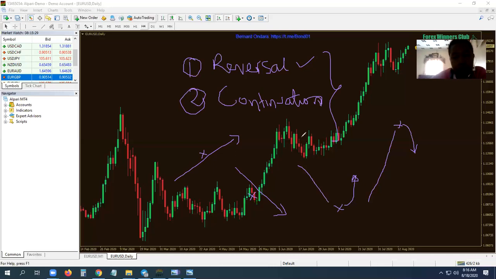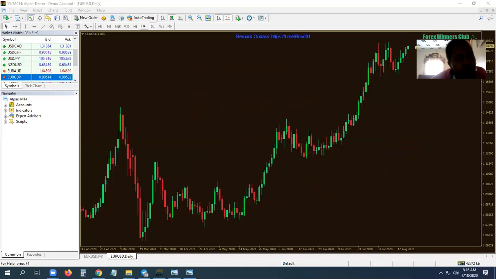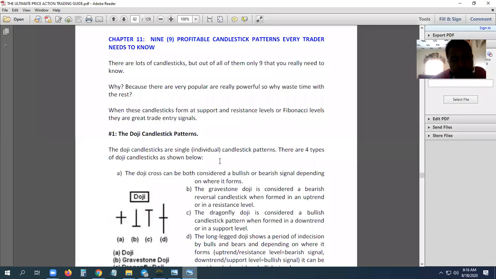Now do remember that one candlestick pattern can tell you both, depending on where you find it on the chart. If you find a continuation pattern at support and resistance, it might actually be a reversal pattern. So we'll be able to see them. But for now, let's just get to see all the candlestick patterns and what they mean on the charts. So head over here so that we don't waste too much time drawing.